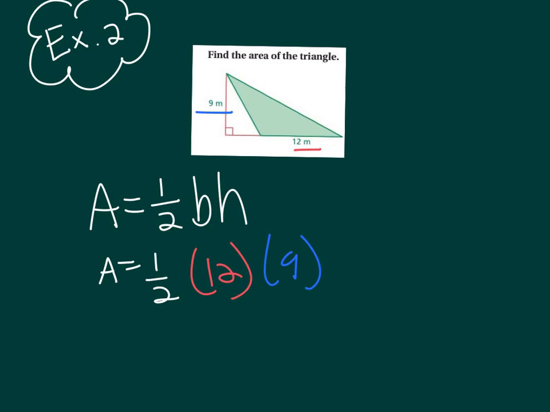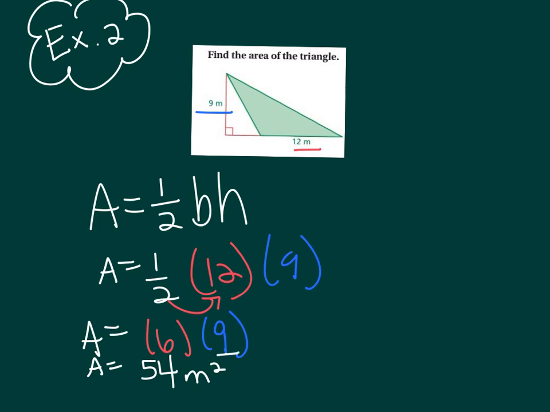And just like we said earlier, you can do a couple of things. 12 and 9 are kind of big, so if I don't want to do those in my head or on side math, I can take half of just one of these, and in my opinion it's easiest to take half of 12 because that's just 6. And then remember, I can't take half of the other one then. If I'm going to take half of one of the numbers, I can only do that once. So the 9 is going to stay the same. And then 6 times 9 is 54. So my area here would be 54 meters squared.